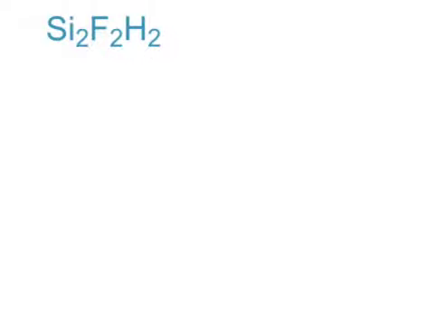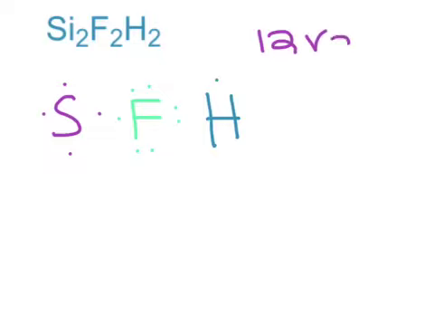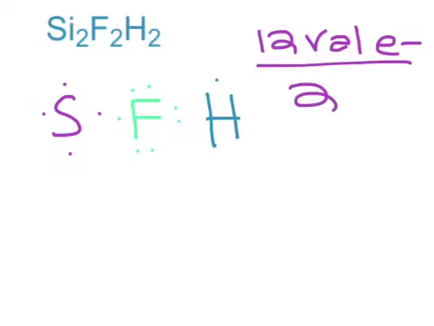To draw the Lewis dot structure for this, we have to know the valence electrons. Silicon has 4. Fluorine has 7. And hydrogen has 1. So the total would be 12 valence electrons. You would have to divide this by 2, which would equal 6 pairs that the molecule would have.